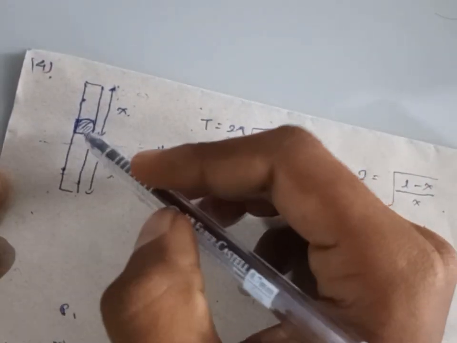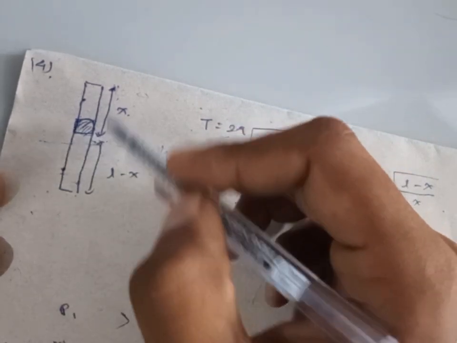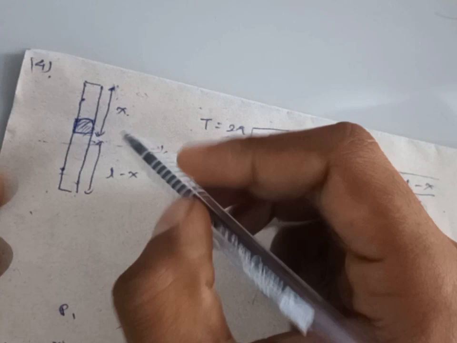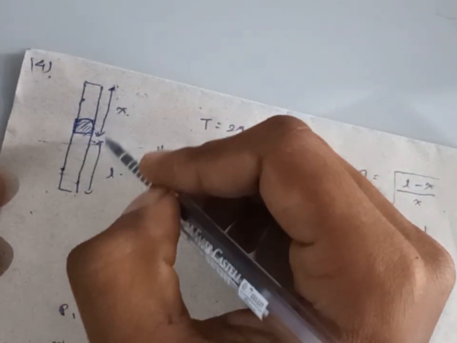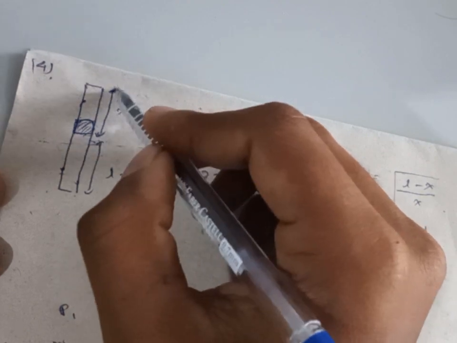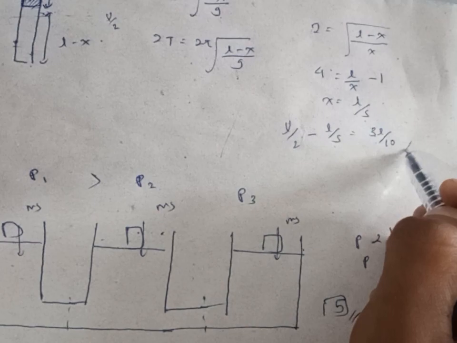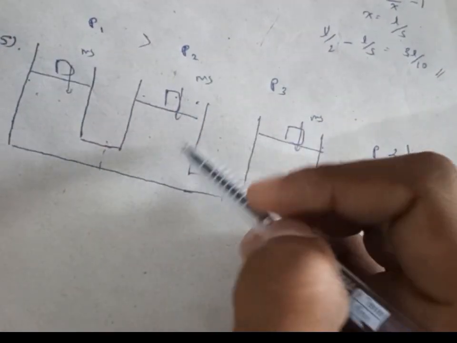Now this is not the question. They are asking us what's the distance of the center of mass from the center of the tube. So the center is going to be exactly at L by 2 from here. So this is going to be our distance, L by 2 minus x. L by 2 minus L by 5 would be 3L by 10. So that's going to be our answer, right? Now let's have a look at question number 5.